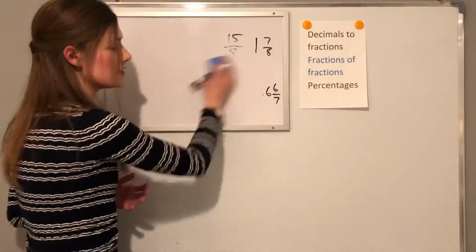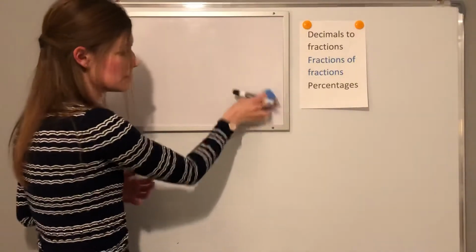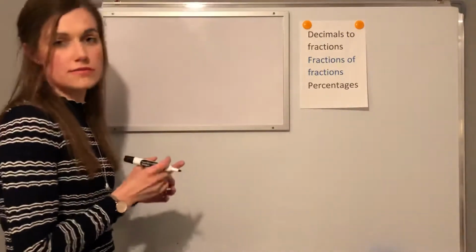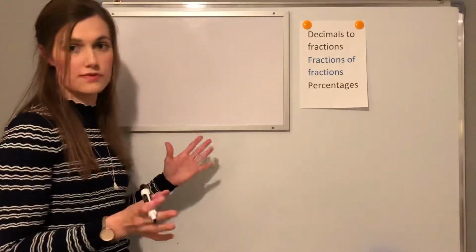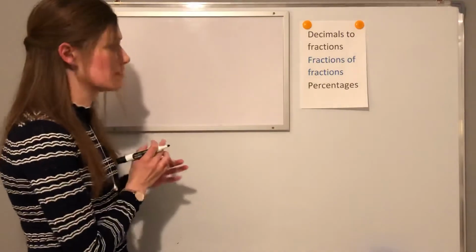Now, these types of fractions will come up most years in your 11+ exams. There will be some sort of timesing fractions, whether it says a fraction of a fraction or just standard timesing. You've got to remember to times across.